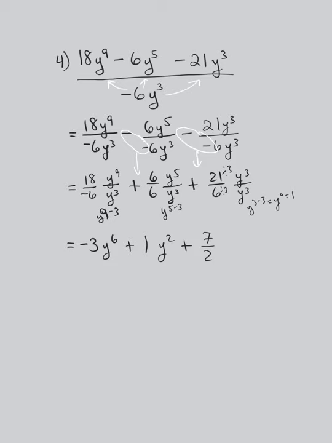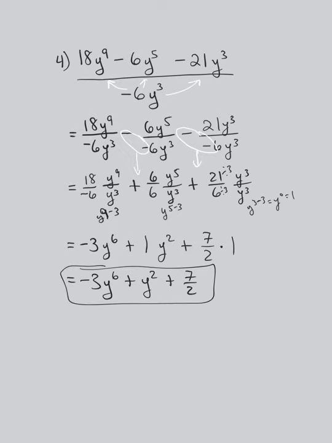That's how you do it with the exponent law, or just realize you have something divided by itself, and so that's going to give you times 1. Okay, and then just clean up where all those 1's are. So we end up with negative 3y to the 6 plus 1y squared, but we usually don't write 1 as a coefficient. And then plus 7 halves times 1 is just 7 halves. And so that would be our answer to that problem.